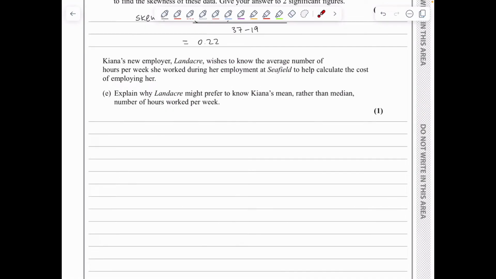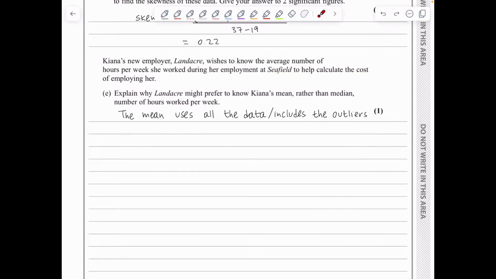Kiana's new employer wishes to know the average number of hours per week she worked during her employment to help calculate the cost of employing her, and we need to explain why they might prefer to use the mean rather than the median number of hours worked per week. Well, we do know that the major advantage of the mean is that it takes into account every single piece of information. It uses all the data, or you could say that it includes all the outliers.